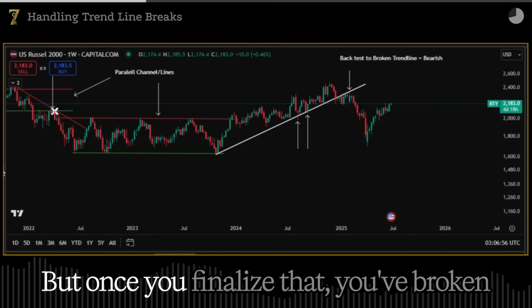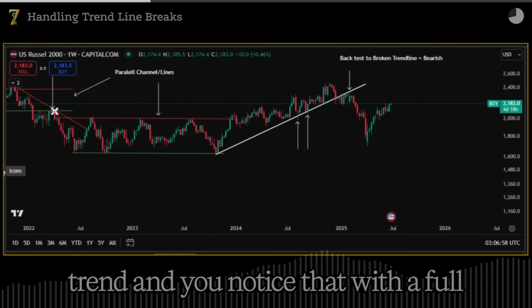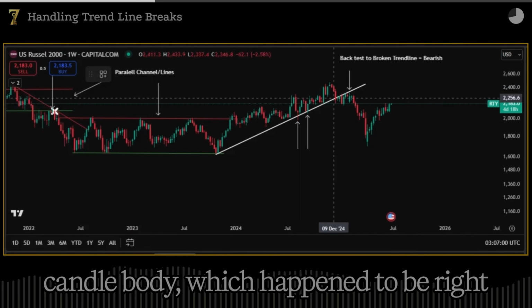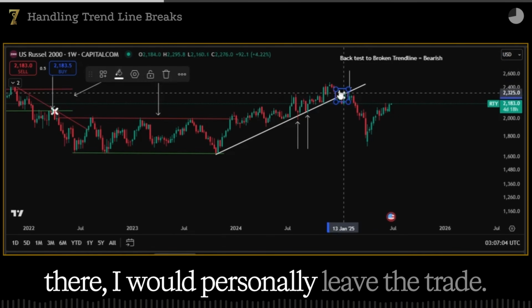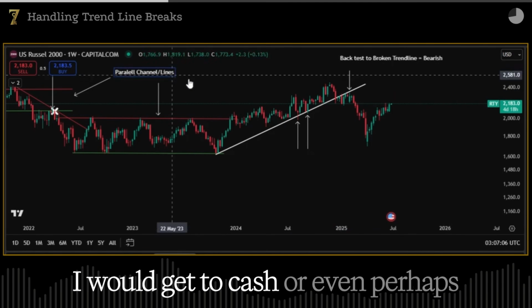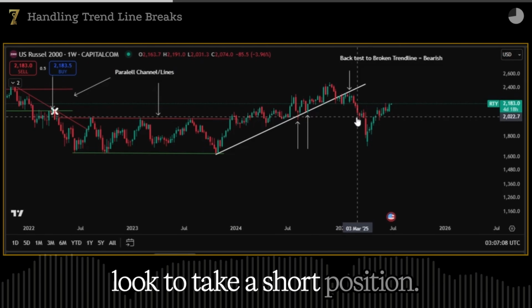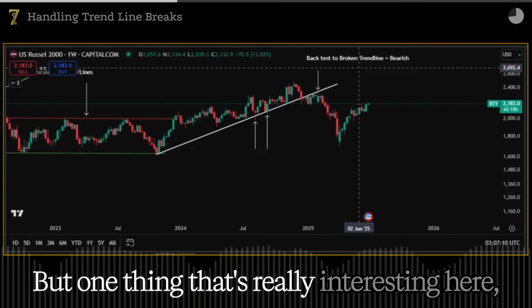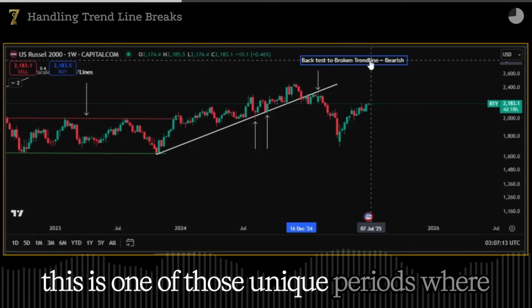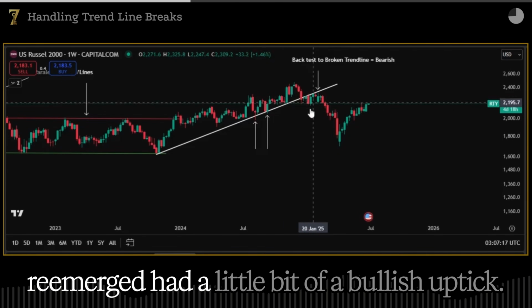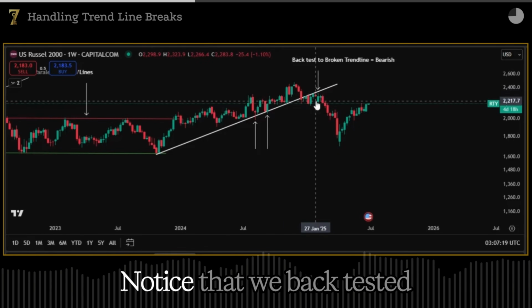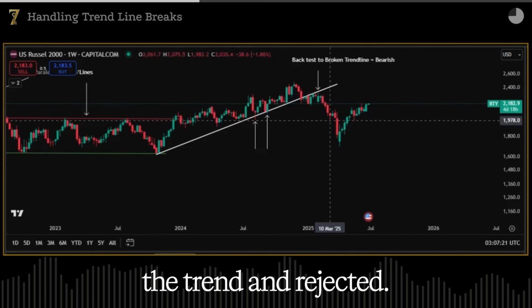But once you finalize that you've broken trend, and you notice that with a full candle body, which happened to be right there, I would personally leave the trade. I would get to cash or even perhaps look to take a short position. But one thing that's really interesting here, this is one of those unique periods where we actually broke trend, but then we reemerged, had a little bit of a bullish uptick. Notice that we back tested the trend and rejected.